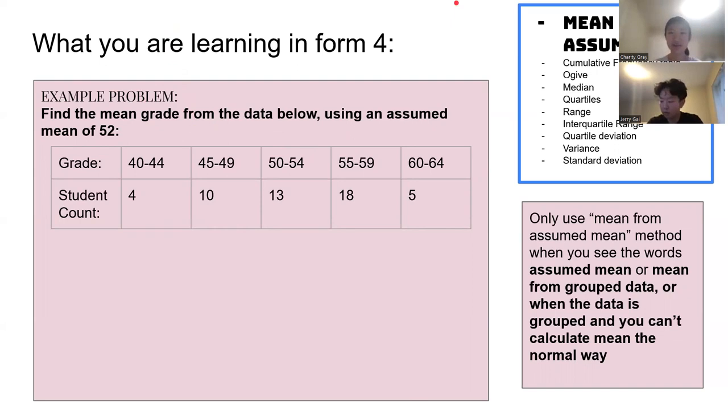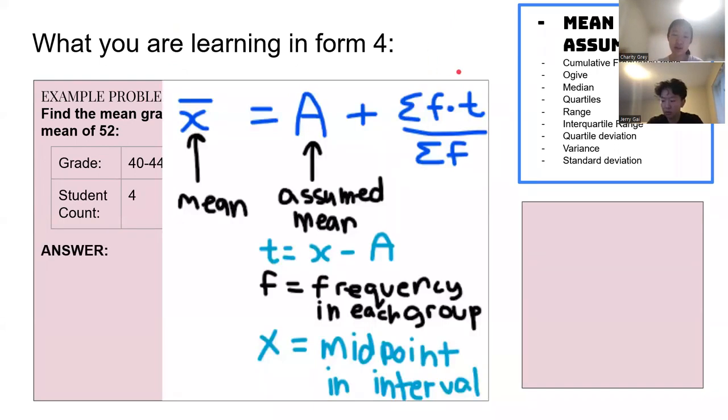So here's your hint. This is the formula you'll have to remember to calculate a mean from an assumed mean. The formula is in blue at the very top. So we have x bar, which is your mean, and a, which is your assumed mean. And then you get your mean from the assumed mean by adding this summation formula right here: the summation of f times t, divided by the summation of f.